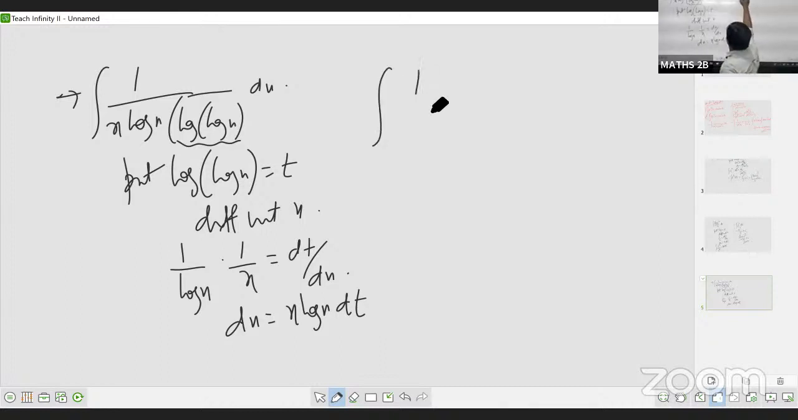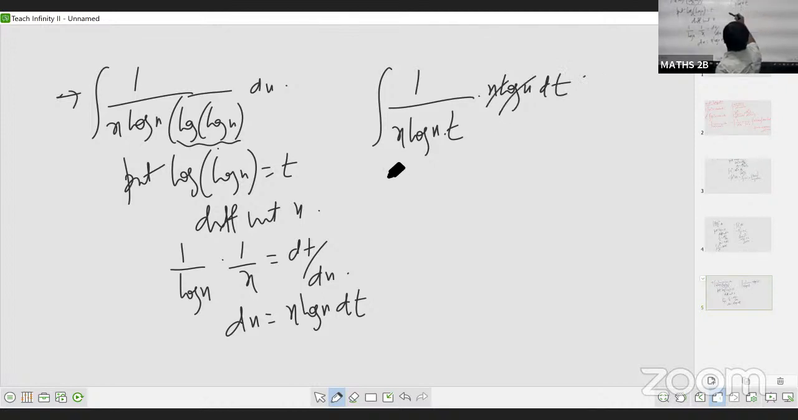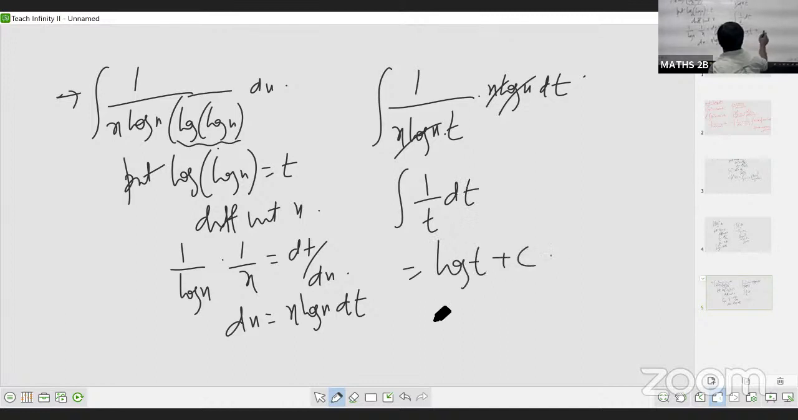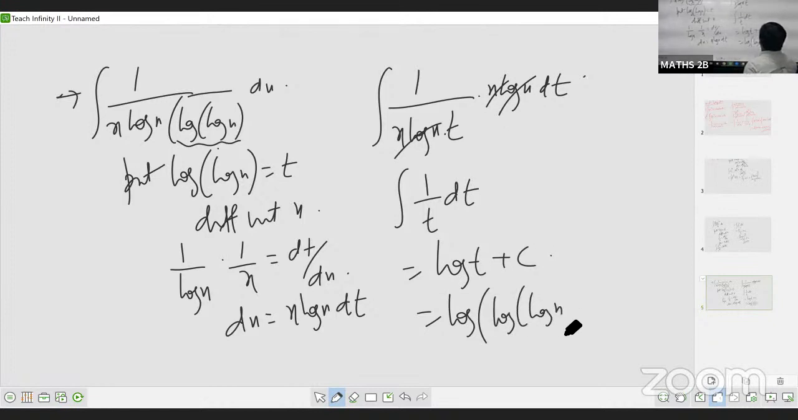Now replace it. 1 by x log x, this I am going to replace with t. This is x log x dt. Now these two get cancelled. Integration of 1 by t dt, that is log t plus c. Log of t is what? Log of log x plus c.